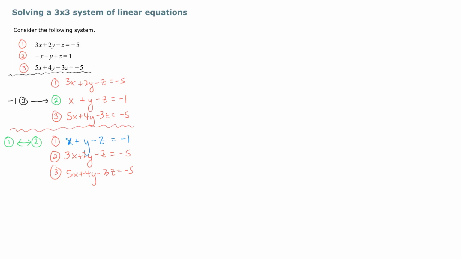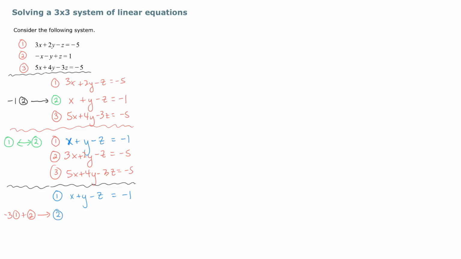And now I'm going to do some pivoting action. I'm going to keep the same equation 1, which is x plus y minus z is equal to negative 1. And I'm now going to do negative 3 times equation 1, add it to 2, and store that as a new equation 2.